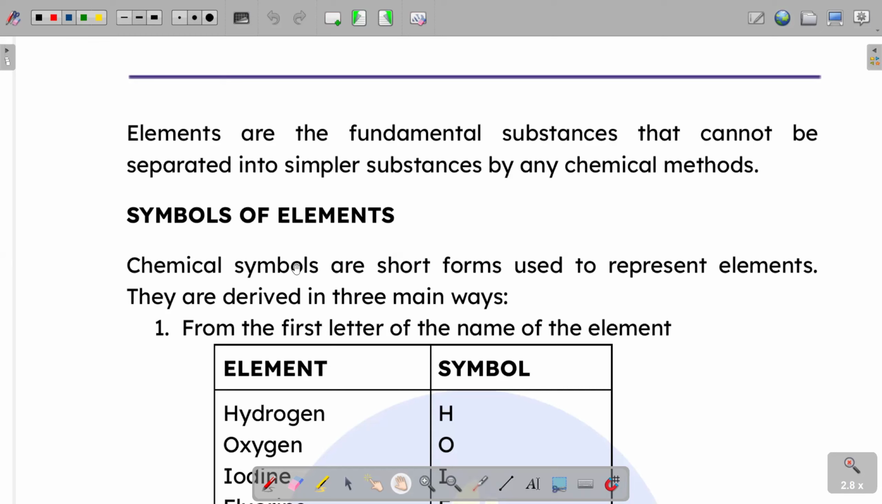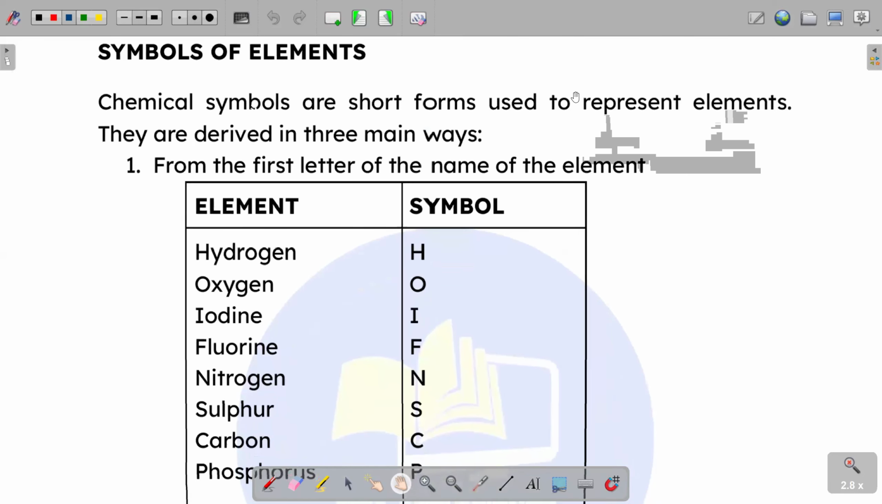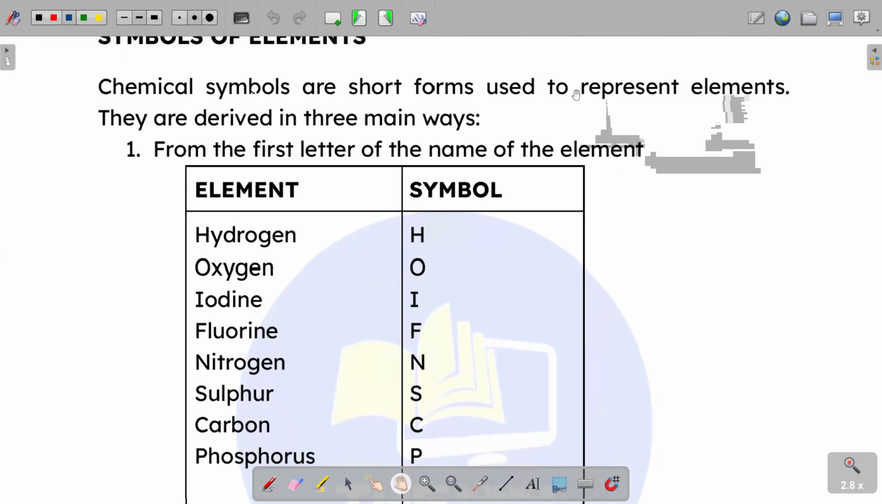Now, symbols of elements: there are various symbols we have for elements, and there are three major ways with which these symbols are assigned to elements. Chemical symbols are a short form used to represent elements because we use them a lot. When we want to write a chemical formula, we use the symbols. We cannot write the chemical formula using their full names. So for simplicity, elements are assigned a symbol that is unique to them.